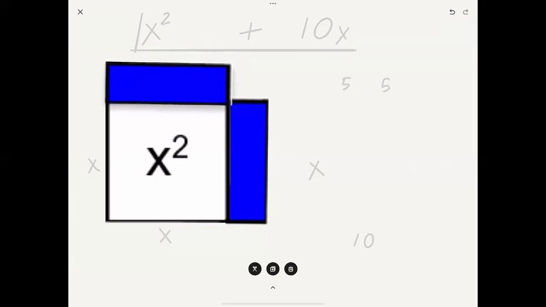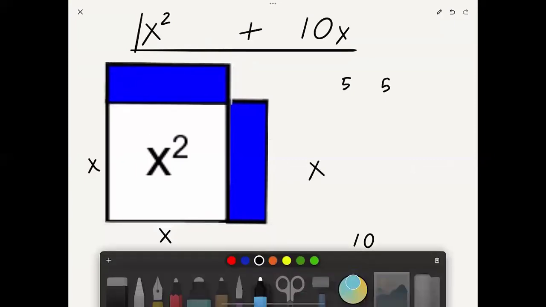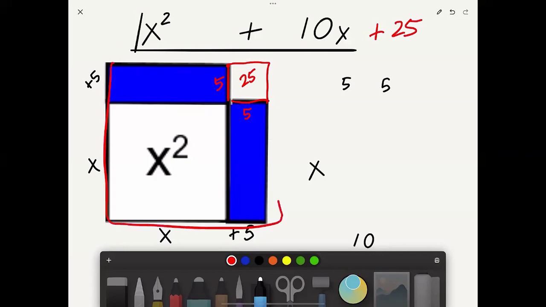So now what we have is almost a square, with one side being x plus 5, and the other side being x plus 5. Now, we almost have a square. We're just missing this little piece right here. If you notice, this side is 5 and this side is 5. So that means this area has to be 25. So if I add 25 to this quadratic expression, then I have made a perfect square.